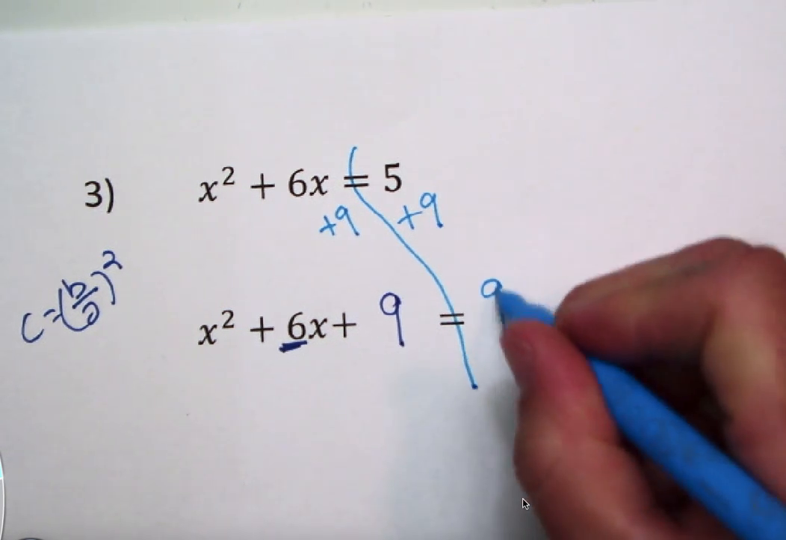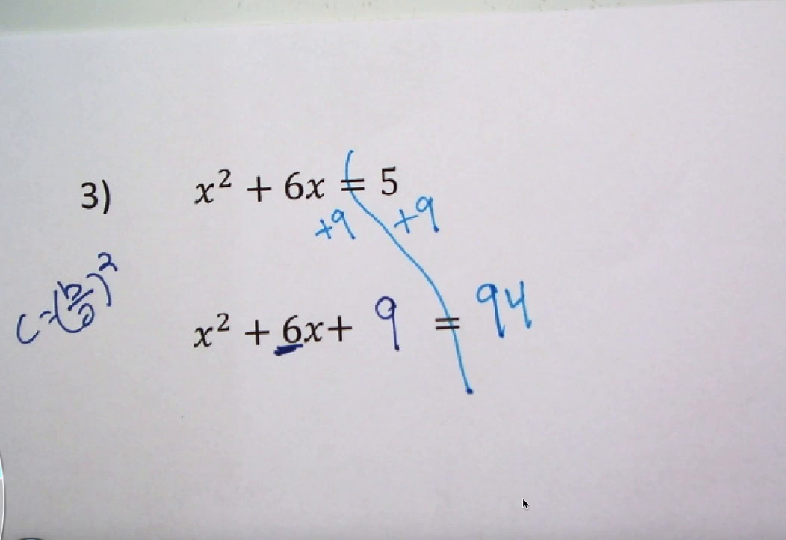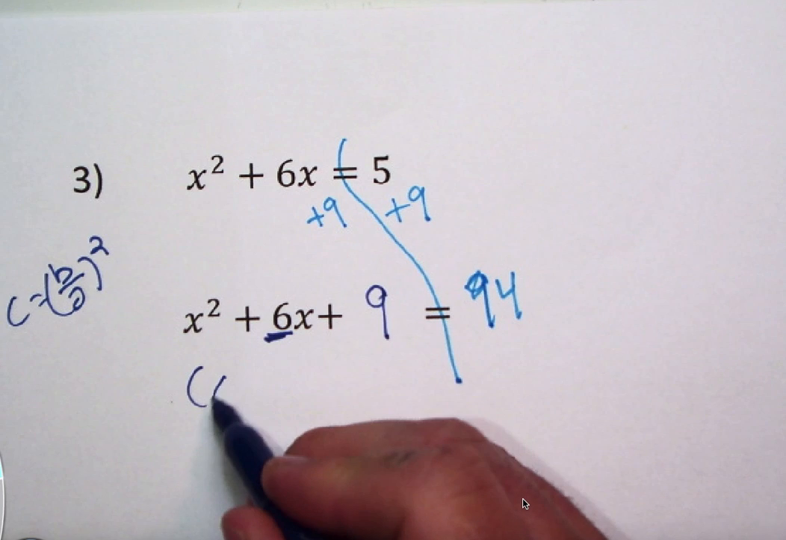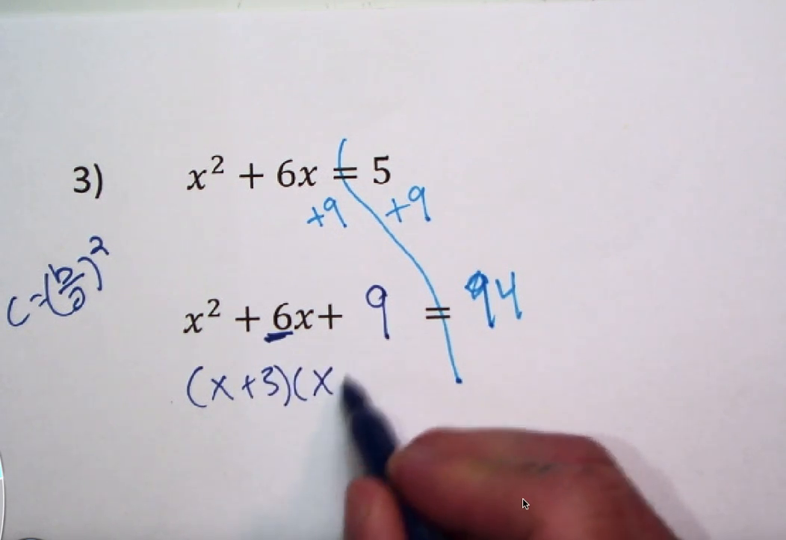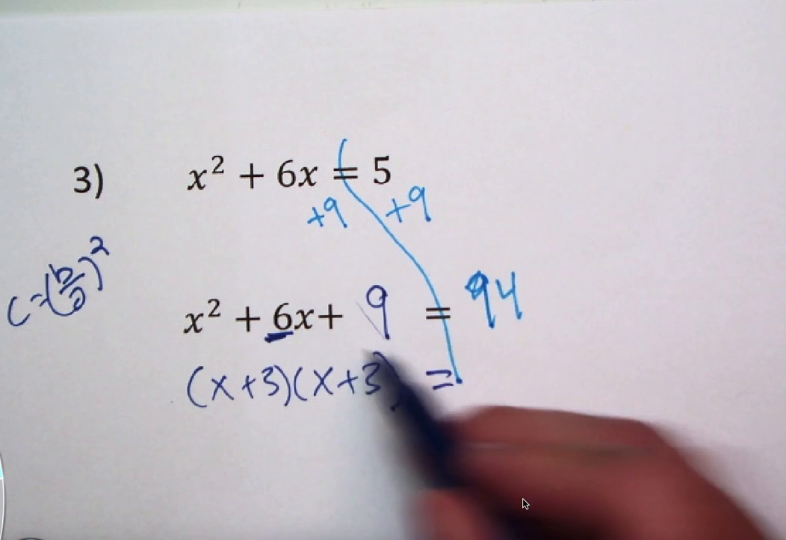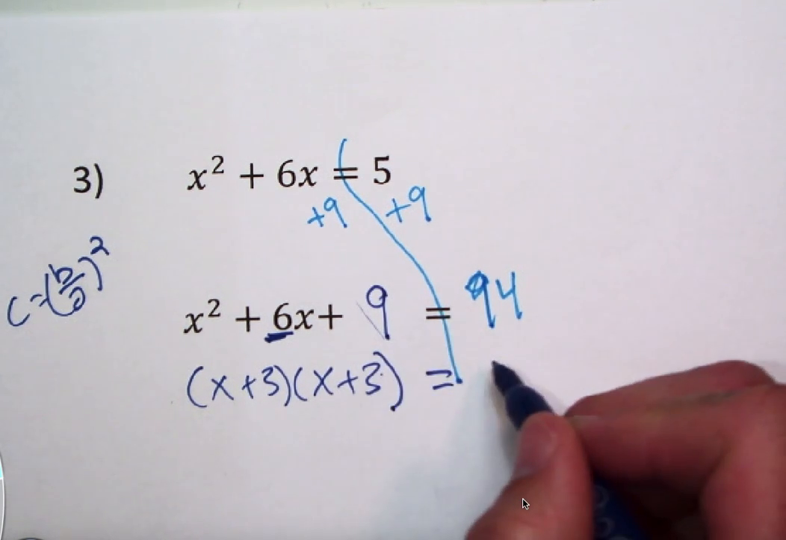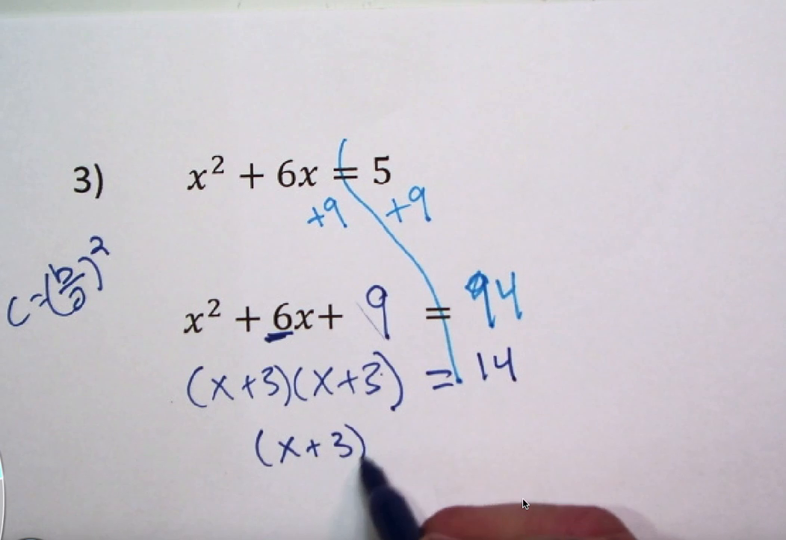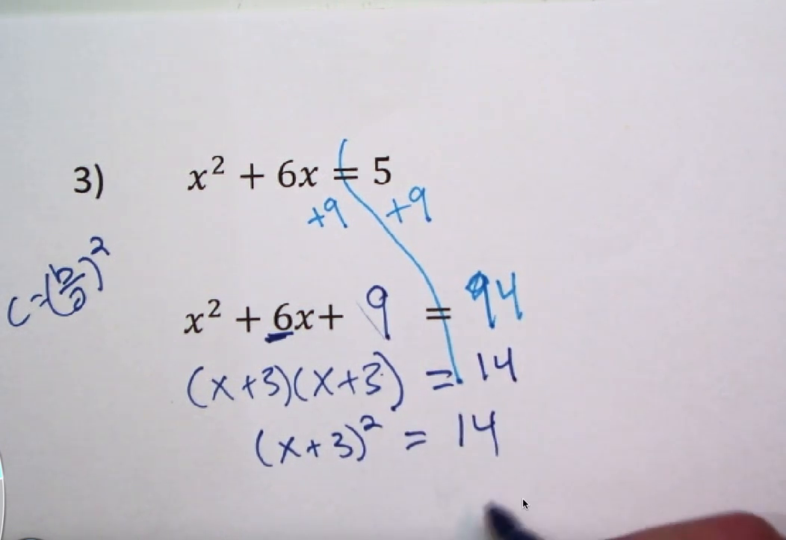Oh, 14. Yeah, 14. So now this is a perfect square, so I can write it as x plus 3 times x plus 3 on this side. Instead of equaling 5, because we added 9 to both sides to make it so we could do this, we're at 14. Then we do x plus 3 all squared equals 14.